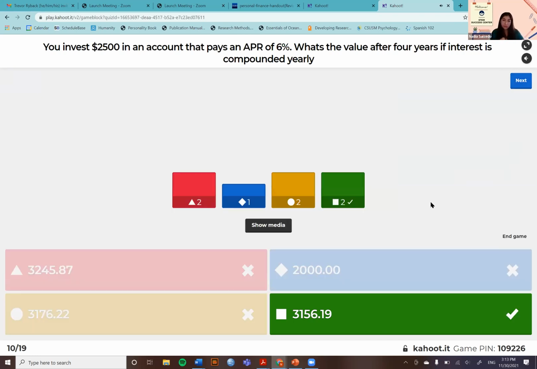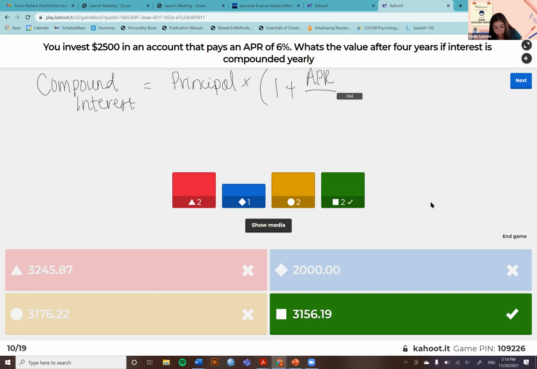All right, so we did get a few different answers. So for this one, we're investing 2,500 into an account. We're not depositing it monthly, so we're not going to deal with deposits. So we're actually just going to be using the regular compound interest formula. And that formula, I'll write it down, compound interest is going to be our principal times 1 plus APR divided by n, raised to n times y.